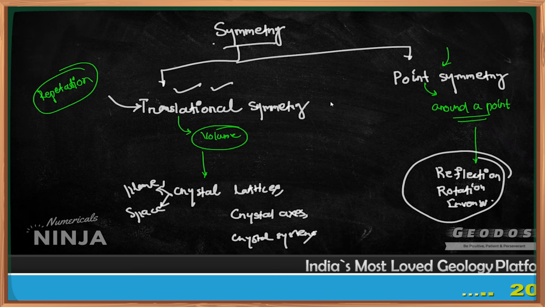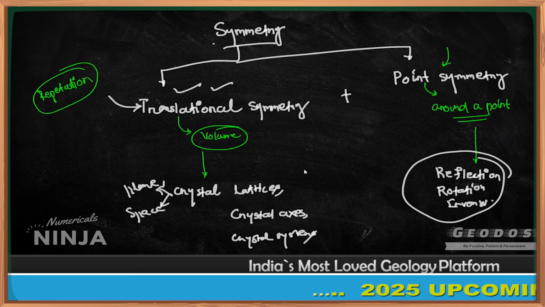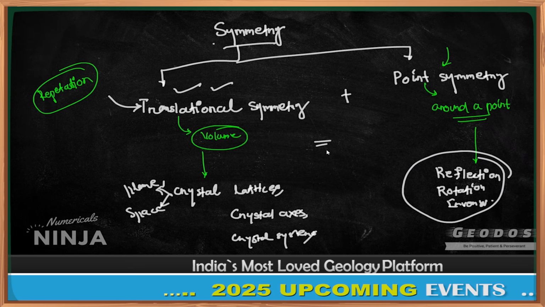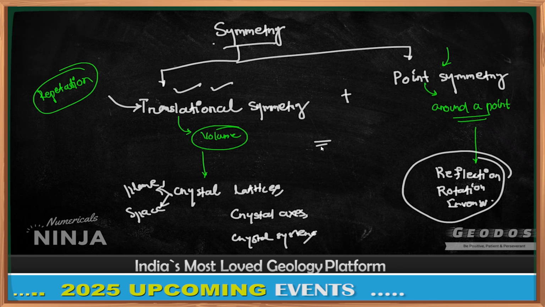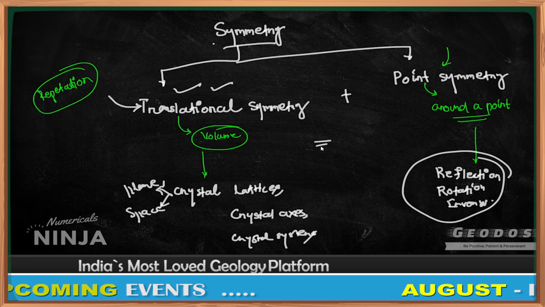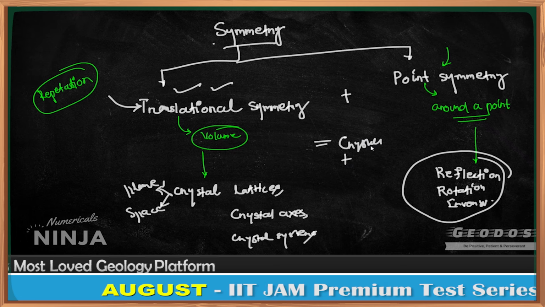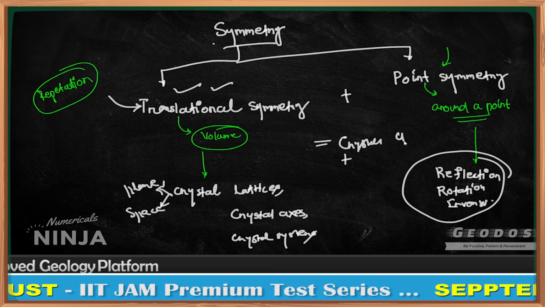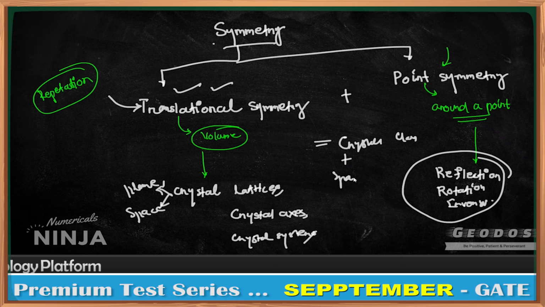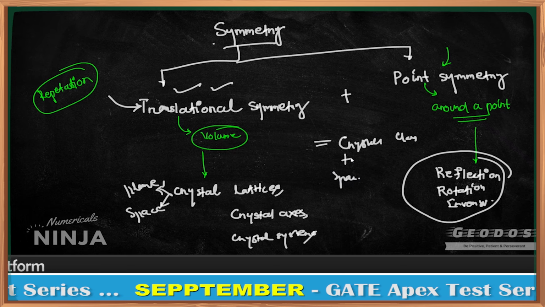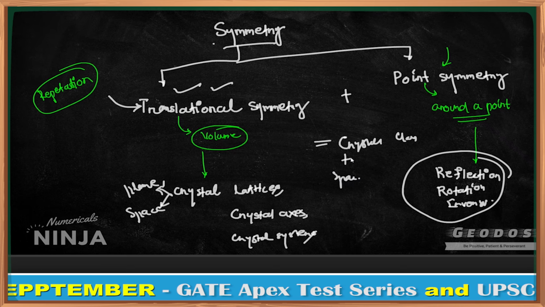Okay, and what is going to happen in the case of point symmetry? If you combine translational symmetry and point symmetry, they are going to give you crystal classes. And if we add glide plane and screw axis to it, then what will happen? They are going to give you the space group.